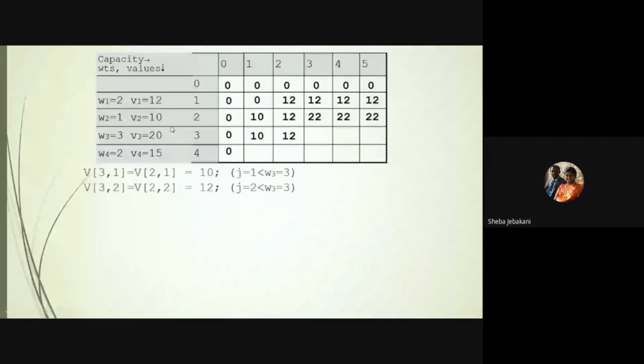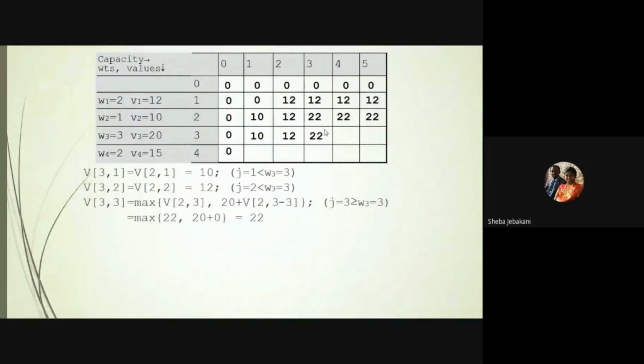So if you see, maximum of V of 2 comma 3, which is the previous value, and 20, which is the profit of the current object, plus V of 2 comma 3 minus 3, which is 0. So V of 2 comma 0 will give me 0. So 20 plus 0 gives me 20. Between 22 and 20, I find 22 is the maximum. So that is what I will choose. So if you see, at each step, whatever is the optimal value, that is what we are choosing.